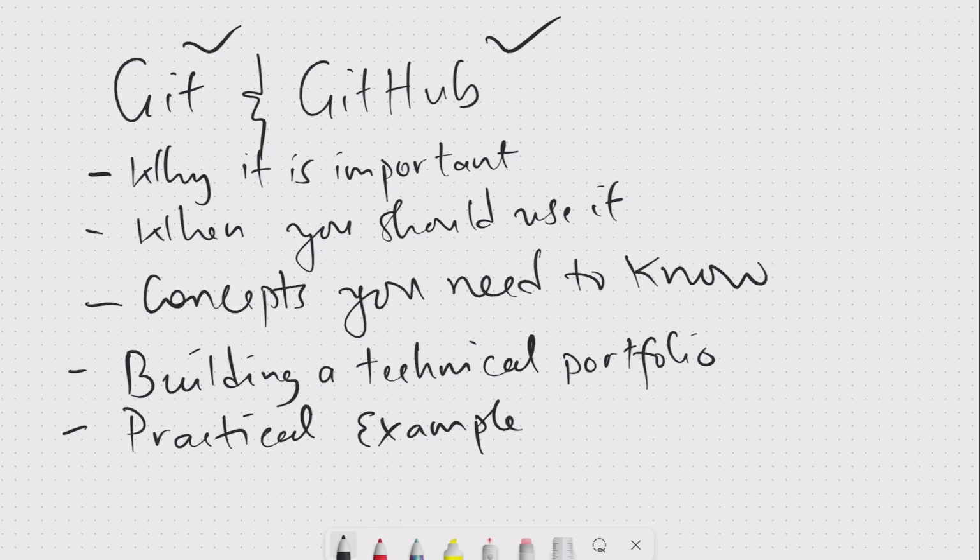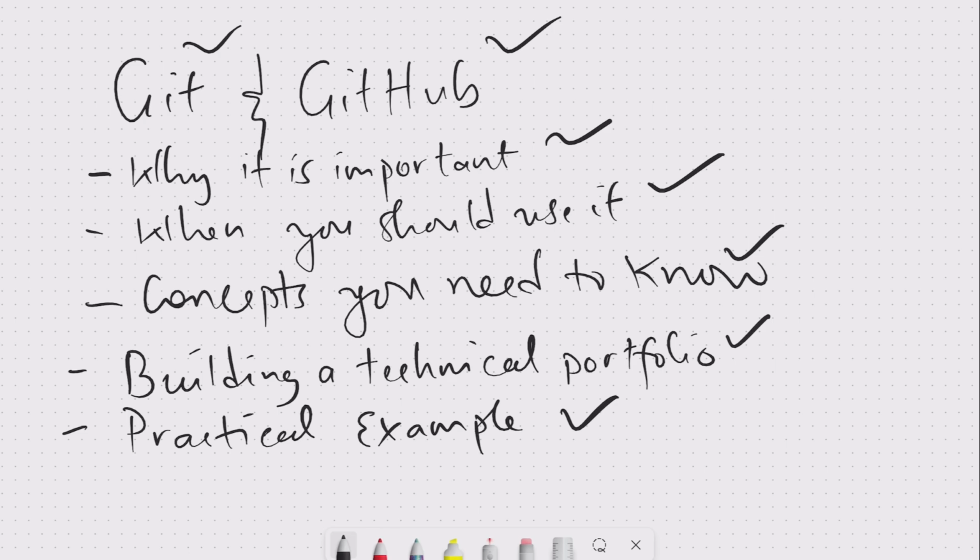So the goal of this session, or the topics we are going to cover, is one, why is it important that you know about Git and GitHub? Two, when you should use it. It's not all about just knowing it, but when you should apply this technology. And also we'll cover the basic concepts you need to know about Git and GitHub. And I will also show you an example on how to build a technical portfolio using Git and GitHub. That will definitely mean I will put on my GitHub and show you how normally you are supposed to use this technology. So this is the lineup of things we'll cover today.